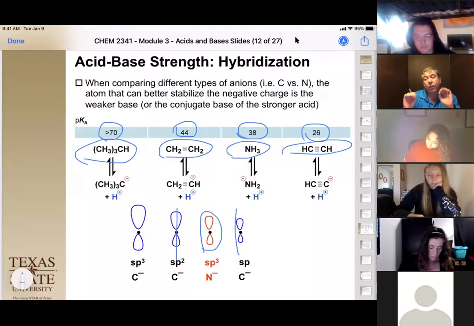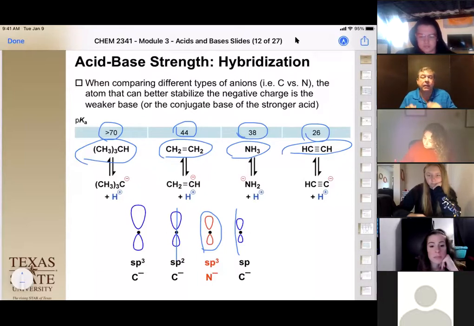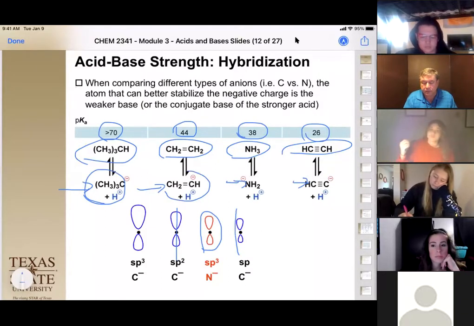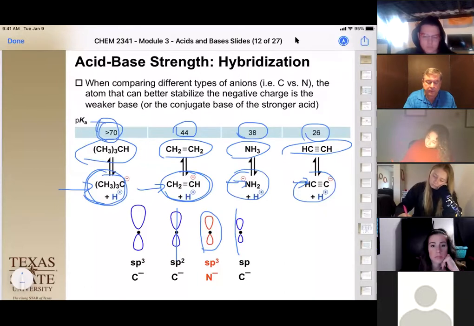So that orbital size, that hybridization leading to the orbital size is driving the acidity, or in this case, the basicity. So the basicity of the conjugate base right here. So this is going to be the most acidic, the most basic, the next most basic, and going down, because this is the least acidic, making this the most basic. Okay, so do we see that hybridization has an effect on that?